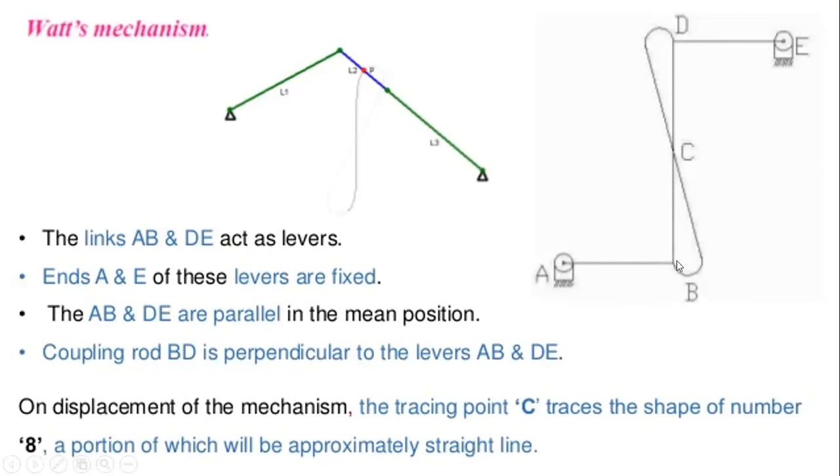And BD is the coupling rod. So BD is the coupling rod in which C is the center. C acts as a center which is perpendicular to AB and DE. So this BD is like a coupling rod for us.